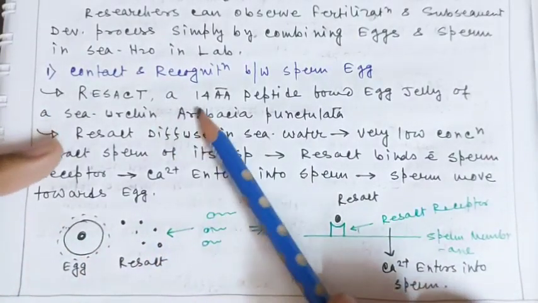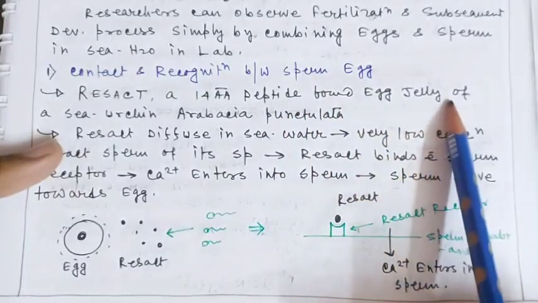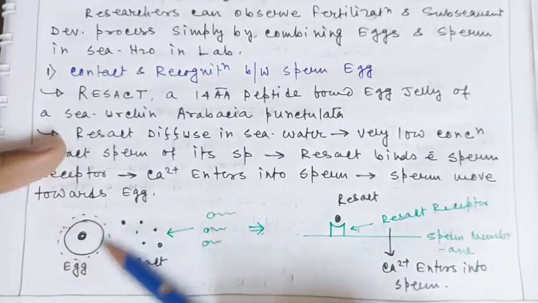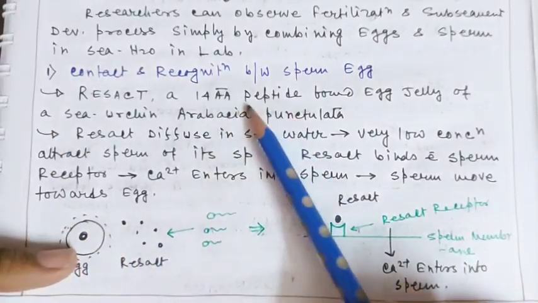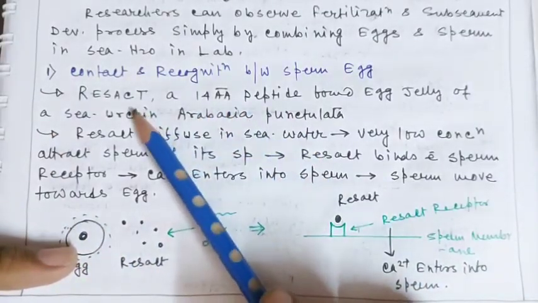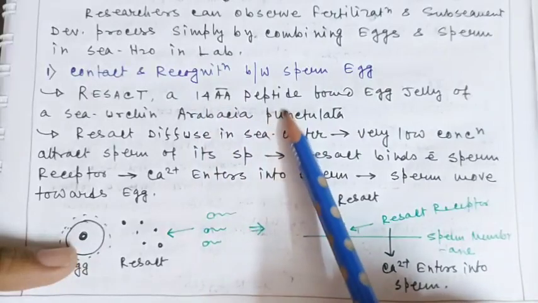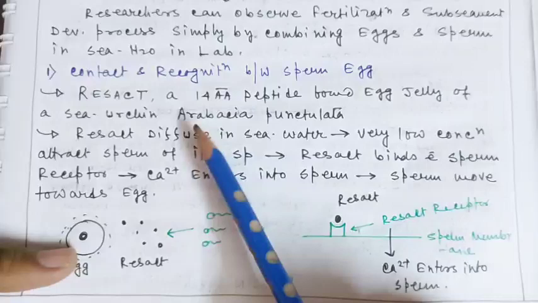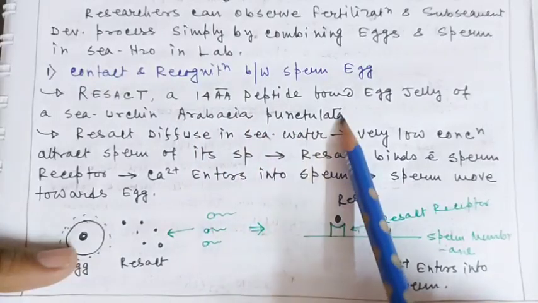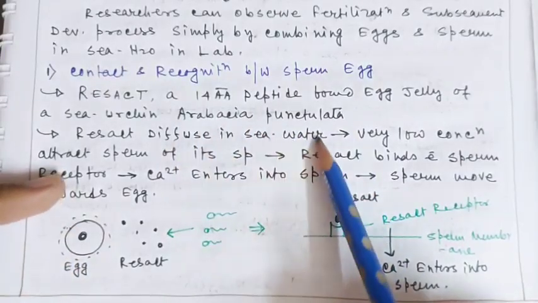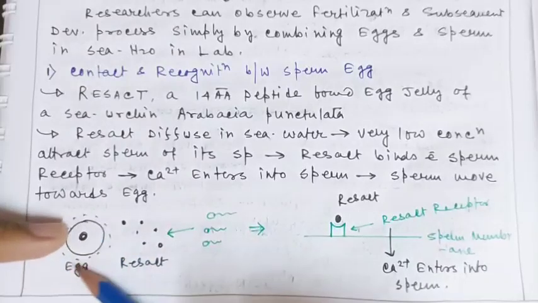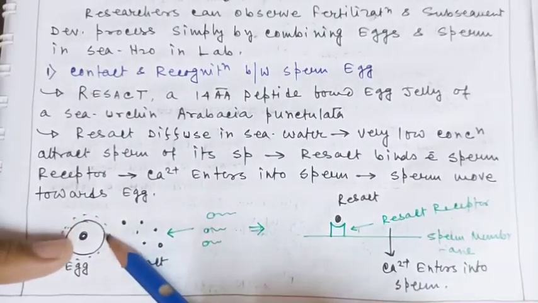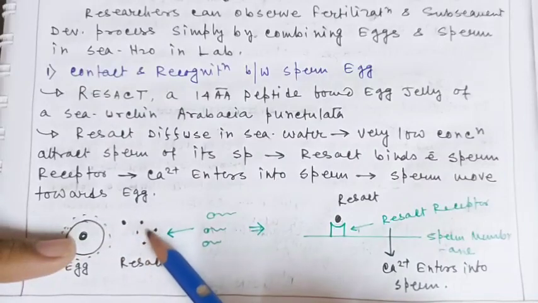Resact, a 14 amino acid peptide, is found in the egg jelly of the sea urchin. The outer layer of their egg is called the egg jelly, and this egg jelly contains resact. It is a very small protein found in the egg jelly of the sea urchin Arbacia punctulata, and resact diffuses in sea water. After the egg is released into the sea water, this resact will diffuse into the sea water, right?